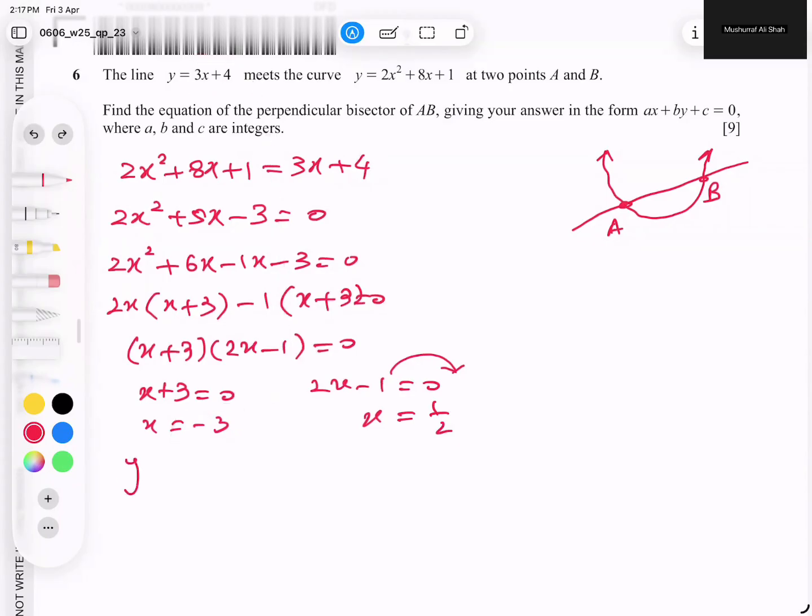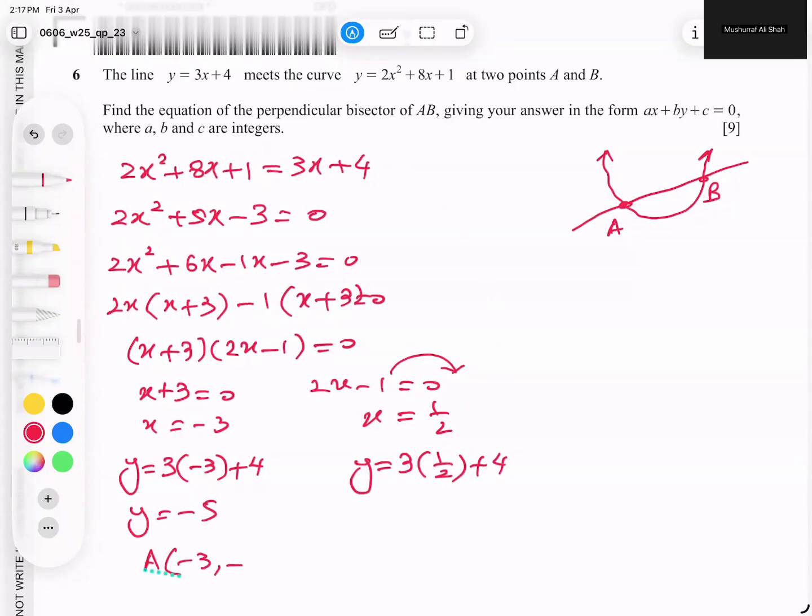Both values I'm going to plug in here. So y equals 3 times the x value plus 4. This value I'm going to plug in there. So 3 times negative 3 plus 4, I get negative 9 plus 4, and negative 5. So let's say A is negative 3 and negative 5. And for this, 3 times a half plus 4 is 11 over 2. So I get the B coordinate as a half and 11 over 2.